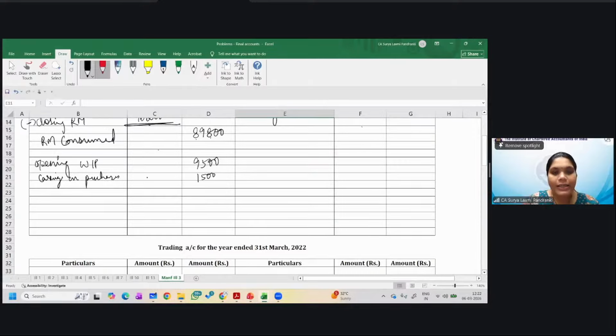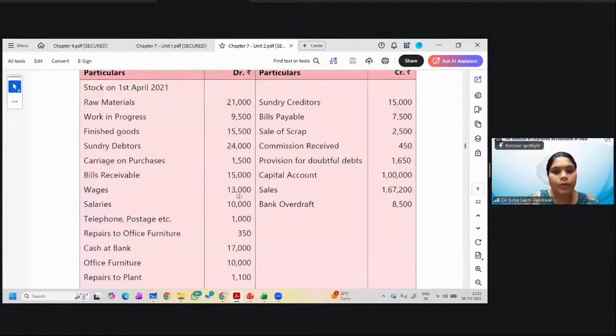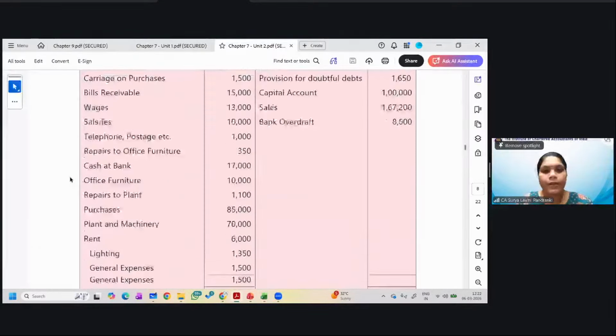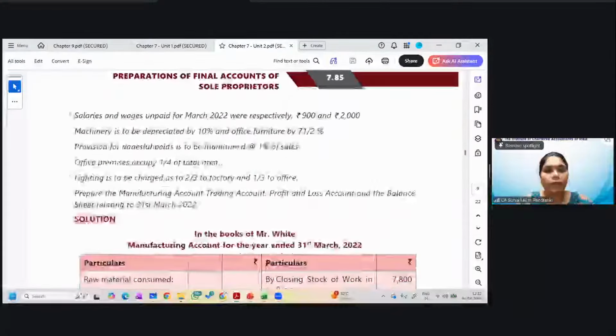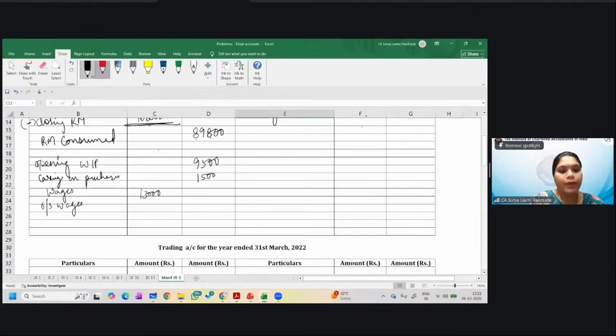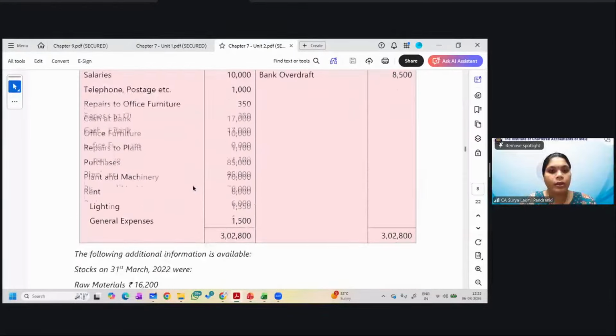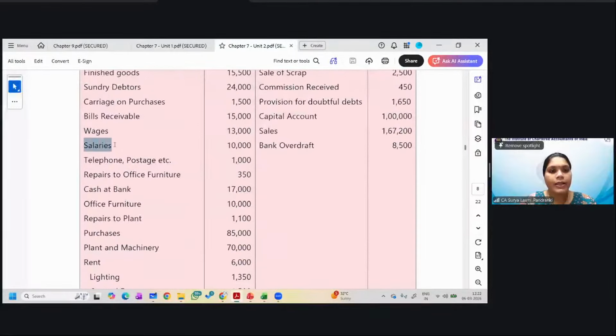But I think wages has an adjustment, no? What is the total wages? 13,000. They told us we have outstanding wages. What is the outstanding wages? Let us go to the additional information. They told wages outstanding is 2,000, right? So I will include that as well. So this will be 15,000. Got it? Yes. Next one. Salaries you can't take.